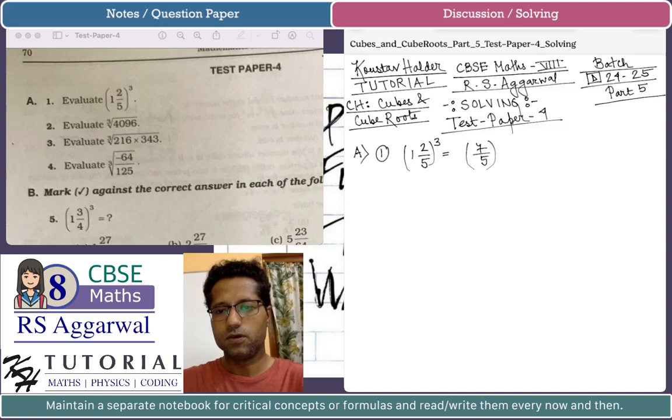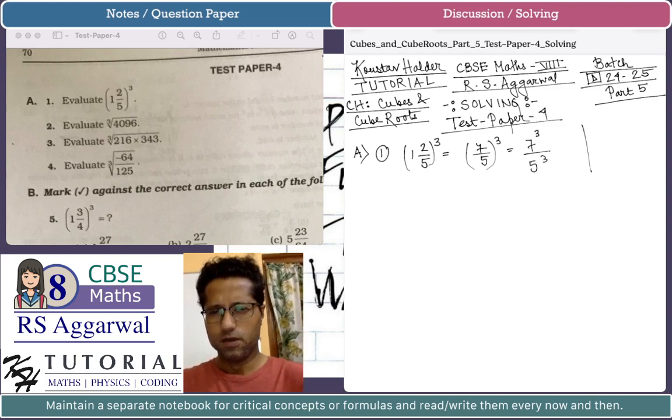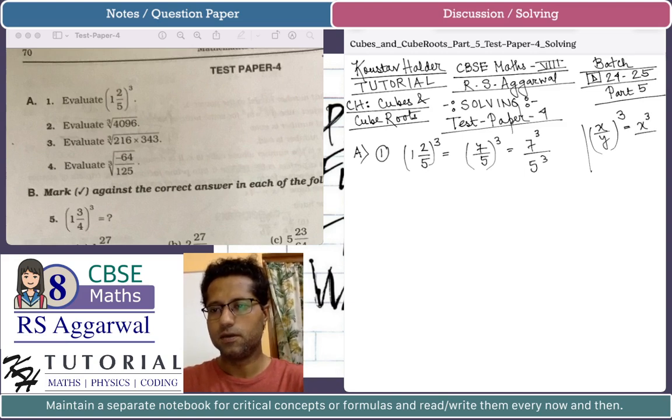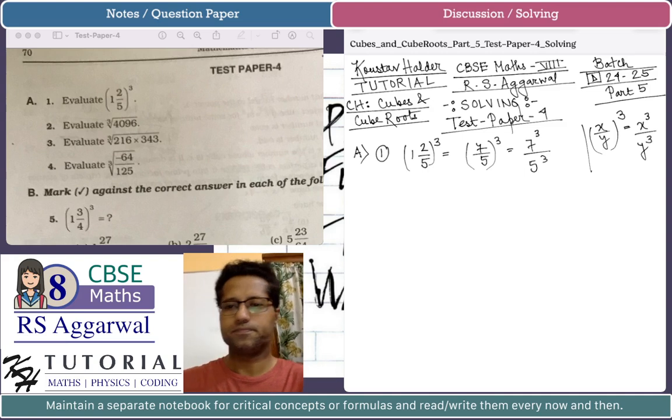7 by 5 whole cube, and we know that this is equal to 7 cube by 5 cube, using the properties of cubes: the cube of a rational number or a fraction x by y, whole cube, is equal to the cube of the numerator divided by the cube of the denominator.